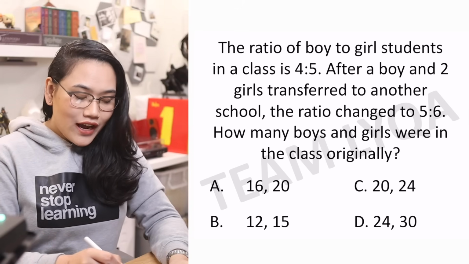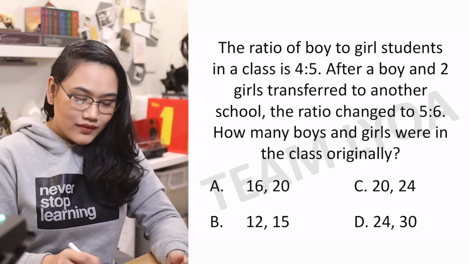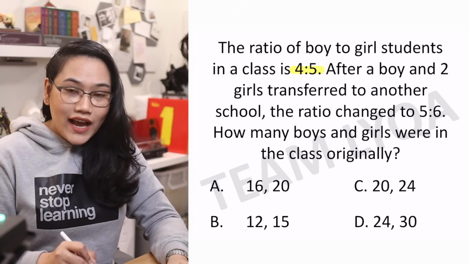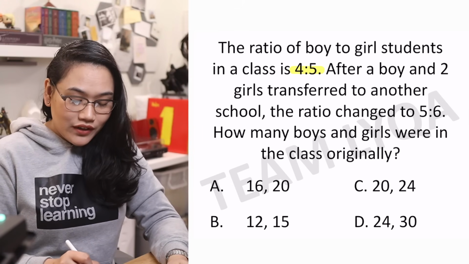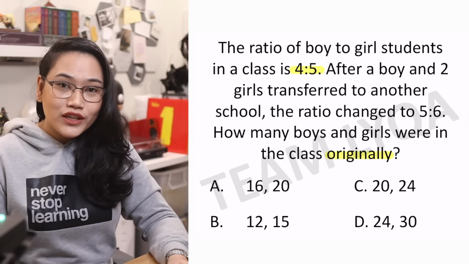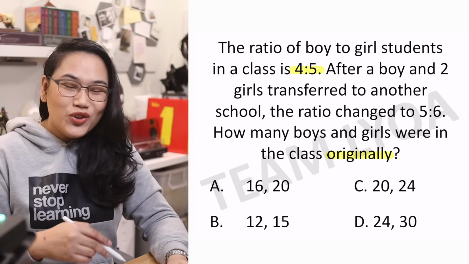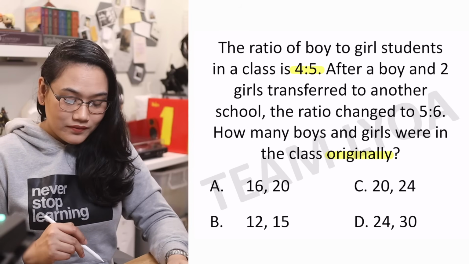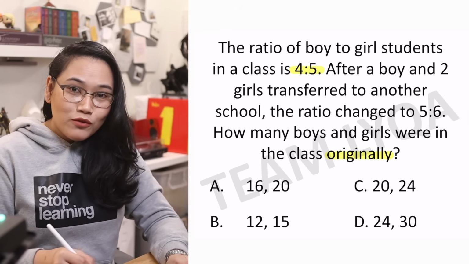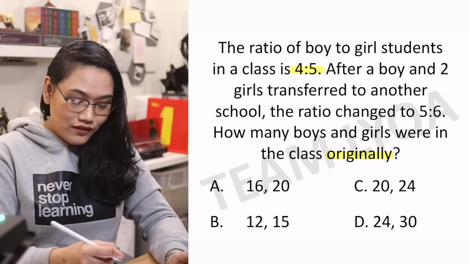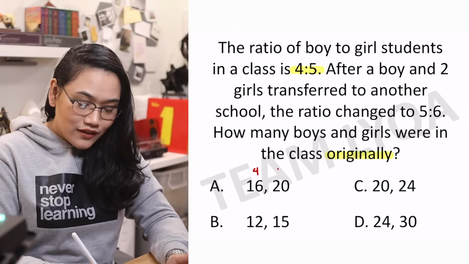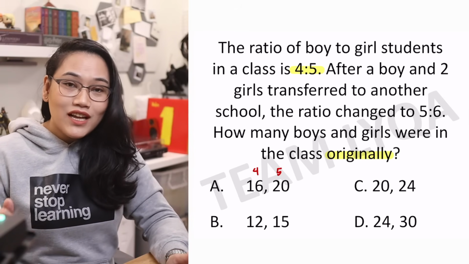Okay? So, here you have the original ratio as 4 is to 5. So, again, dahil yun ang hinahanap dun sa problem, how many boys and girls were in the class originally, kasi original number ang hinahanap, at yun yung 4 is to 5, hahanapin natin kung ano yung hindi pasok sa 4 is to 5 dito. Now, 16 and 20, 4 is to 5 ba yan? Well, pag dinivide mo both sa 4, this will be 4 is to 5, kasi 16 divided by 4 is 4, 20 divided by 4 is 5. So, pasok siya dyan. Hindi muna natin siya tatanggalin.